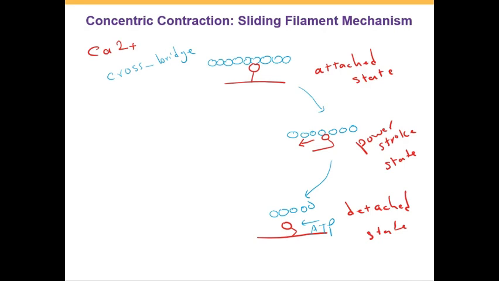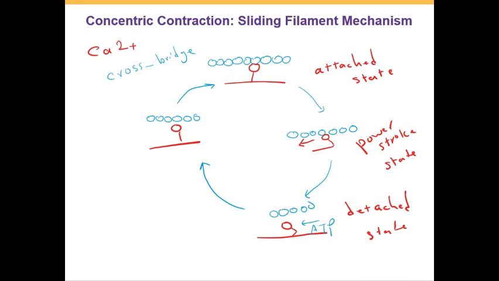Then we have breaking down of the ATP. It means that the ATP is going to release the energy, and then the myosin gets back to the original position. Then it's gonna bind to another actin molecule, and this is gonna repeat over and over and over and over.